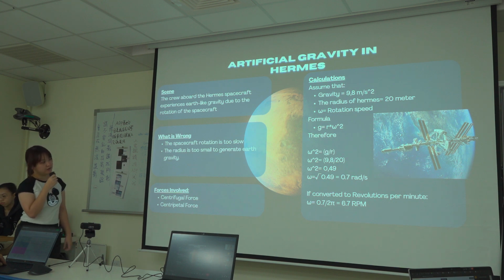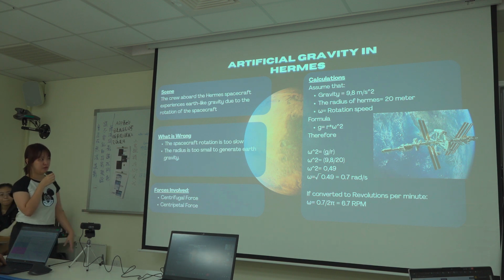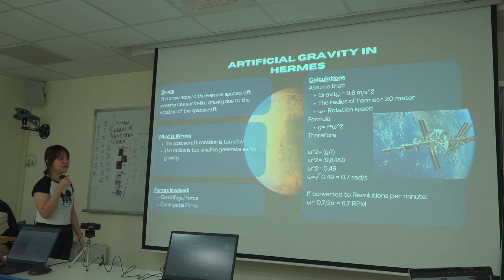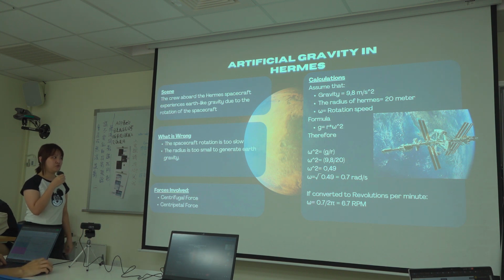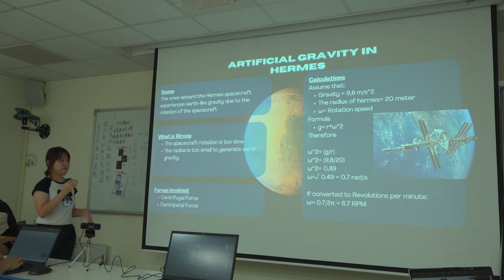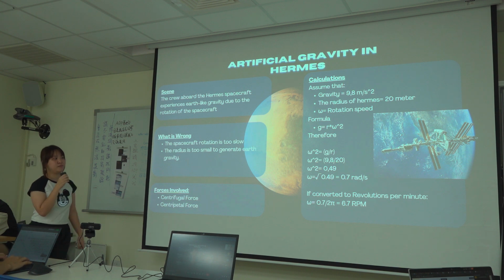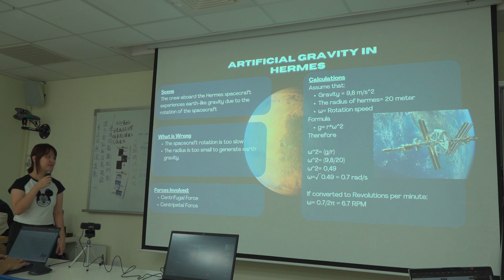Therefore, if we want to generate Earth's gravity as in the movie, so that people can do their activities normally like on Earth, we need the spacecraft to move at 6.7 revolutions per minute. We can also say rotations per minute, so the circular object needs to move 366 times in the span of 1 minute so that Earth gravity can be generated. Thank you.